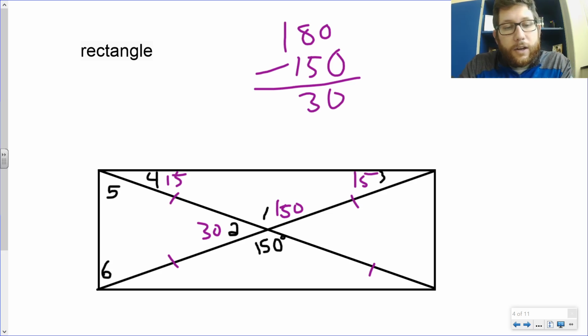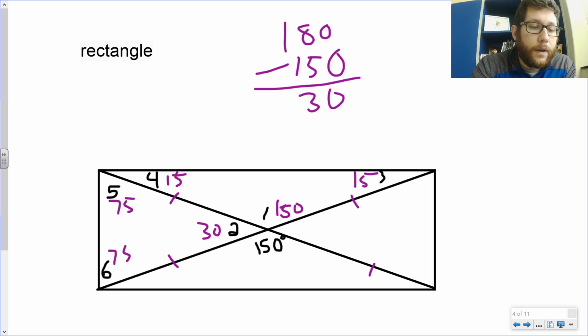Okay? And then I could also solve for 5 because I know that this is 90 together, or I could subtract 30 from 180. Okay, and that'd be 150 divided by 2. Either way, 75, 75. These two, 4 and 5, should add up to 90 degrees, and they do. So those are some angles in rectangles.